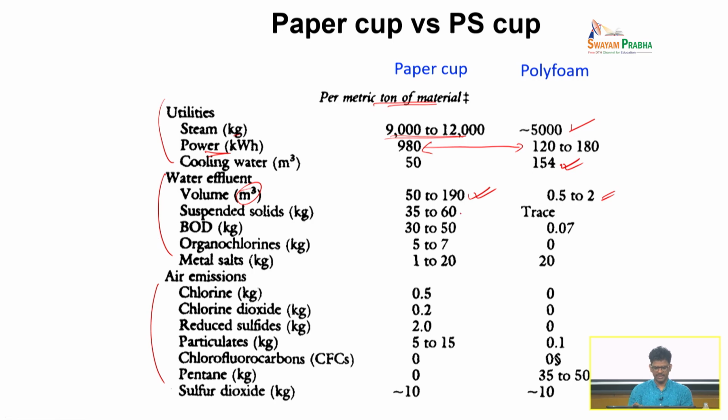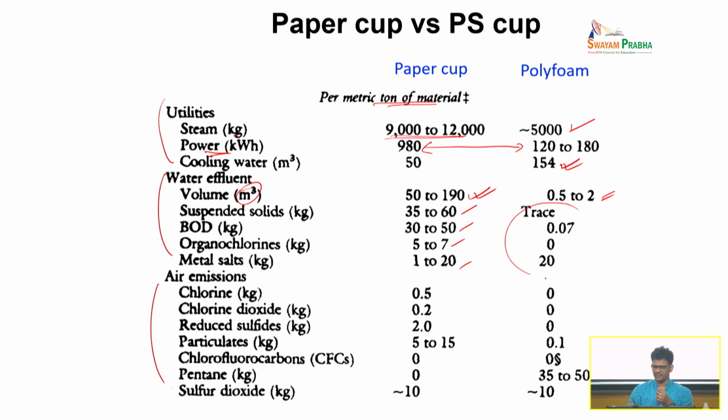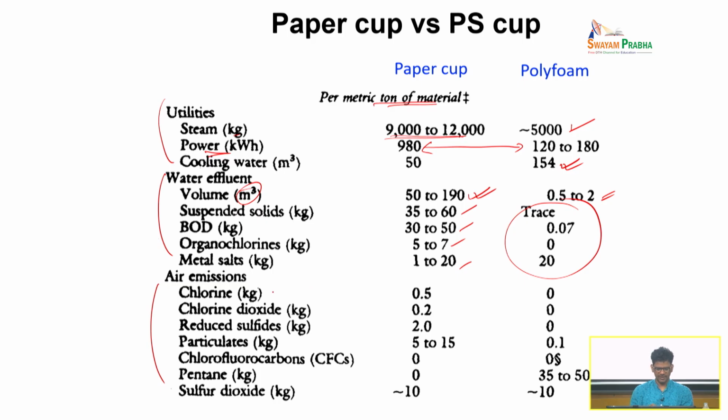Within that, if you compare suspended solids, biological oxygen demand, and chlorines and metal salts, in the pulping process you have all these additional chemicals, and that's going to reflect in your effluent stream. Whereas the amount of inorganic chemicals used in polystyrene is much less, because it is mostly a thermal process. You don't involve water, and you don't involve very many salts. So clearly the contamination in the water is much less in the case of polyfoam.